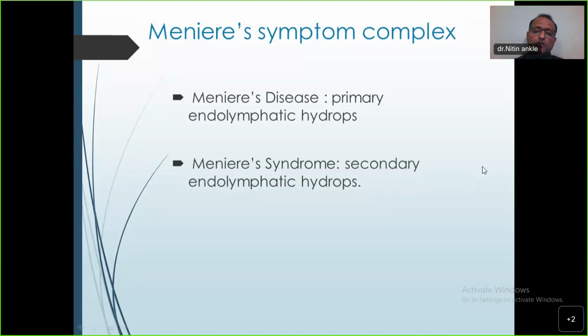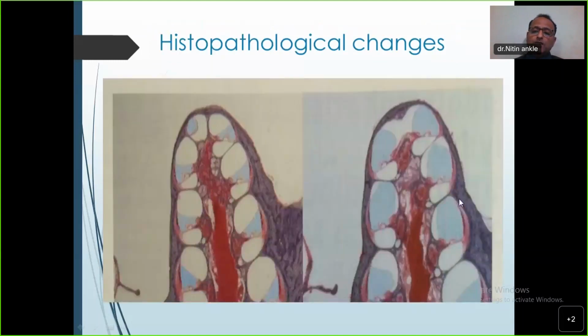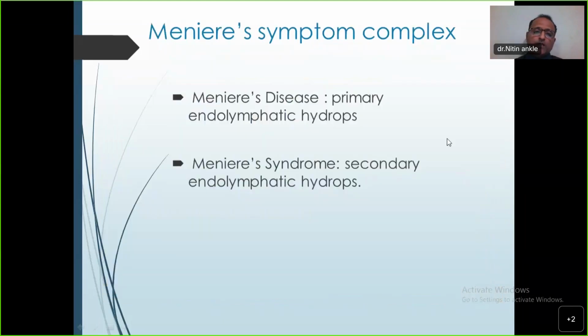Endolymphatic hydrops is nothing but what the pathophysiologists have told us with the histology, that this sort of picture might be secondary to some disease, or it can be primarily because of an idiopathic or unknown cause, or familial reasons. When it is idiopathic, only then do we call it typical Meniere's disease. Otherwise, it is Meniere's syndrome, not a disease. When you're using the terminology, you should be careful whether you're saying Meniere's disease or Meniere's syndrome.